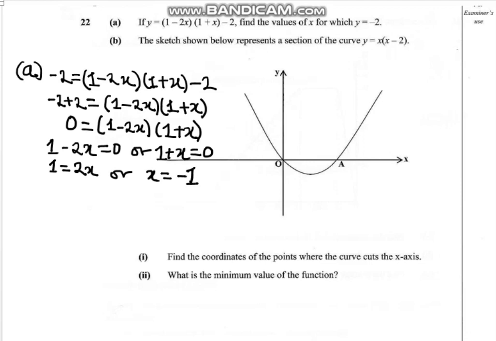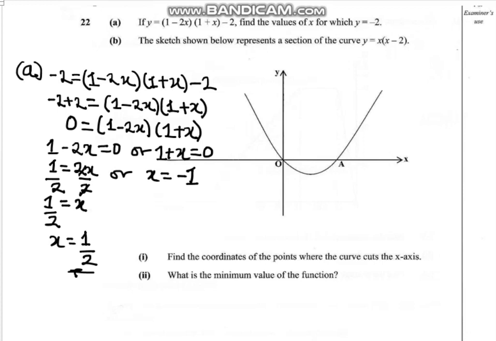Then solving for x on 1 equal to 2x, we just divide by 2 both sides. On the right side, 2 into 2 gives x, and on the left side this just gives 1 over 2. So x is equal to 1 over 2, or x equal to negative 1. So those are the values of x.